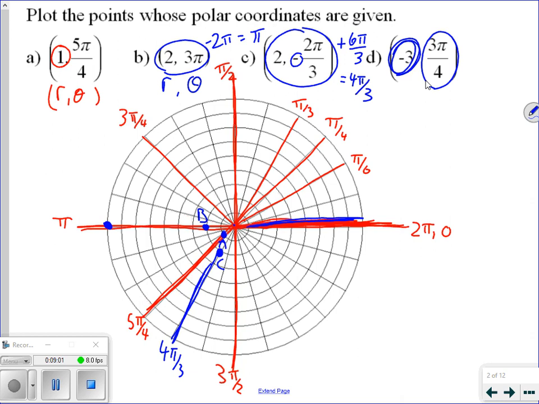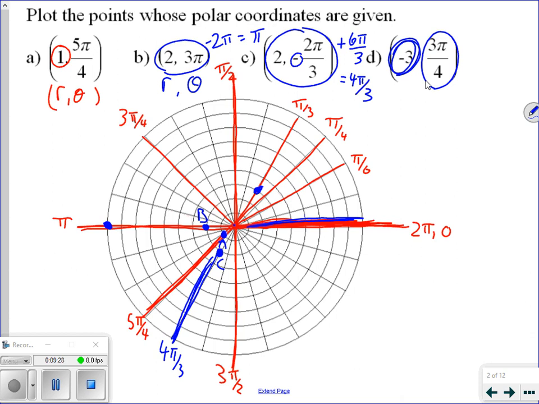So how we deal with a negative radius is, instead of traveling along the theta value, this theta line, we are going to be going backwards on the line, okay? So if I'm at 4 pi over 3 here, instead of moving forward 3, I'm going to move backwards 1, 2, 3 to this point right here, okay? To this point right here.